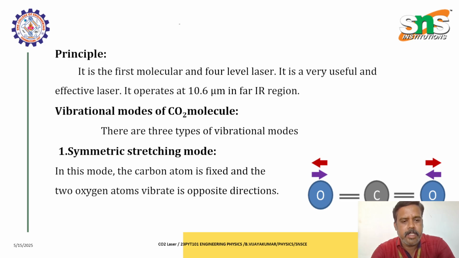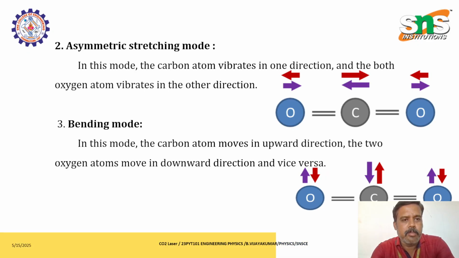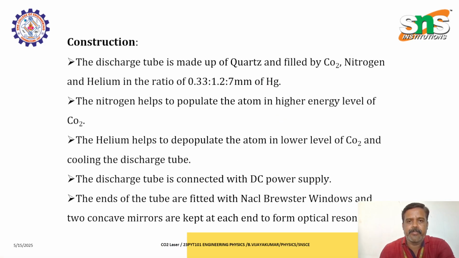In symmetric stretching, the center is carbon and both sides are oxygen. The carbon atom is fixed and the two oxygen atoms vibrate in opposite directions. In the asymmetric stretching mode, the carbon atom vibrates in one direction and both oxygen atoms vibrate in the other direction. In the bending mode, the carbon atom moves upward and the two oxygen atoms move downward, and vice versa. It looks like a bird flying with its wings.